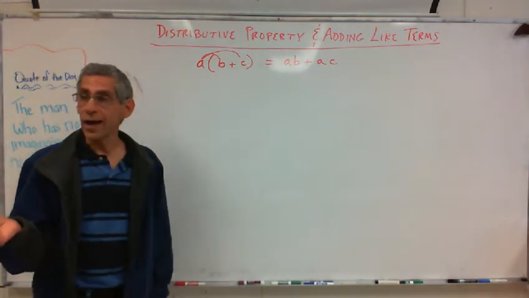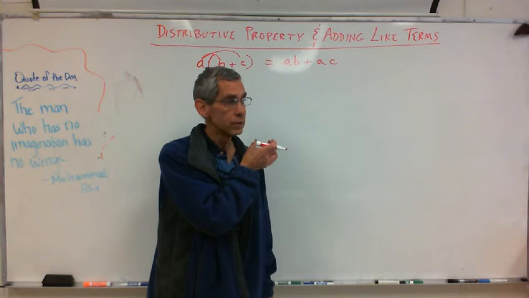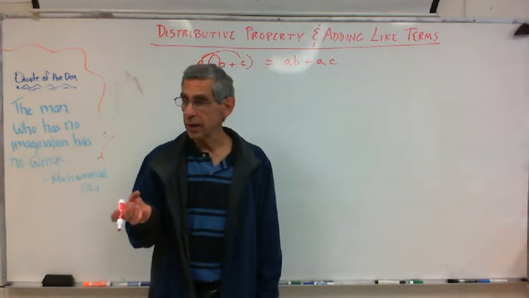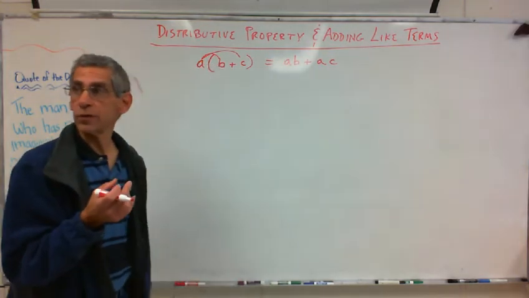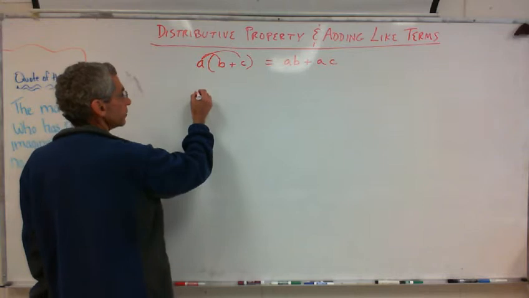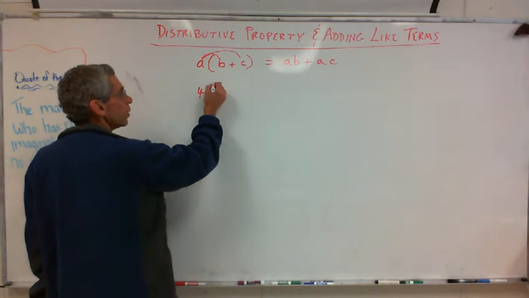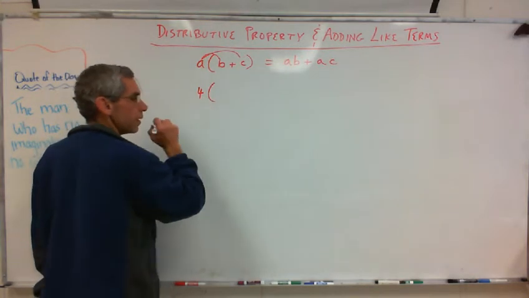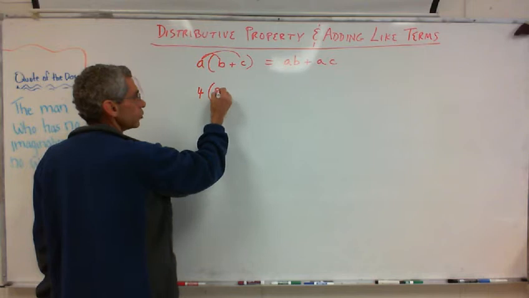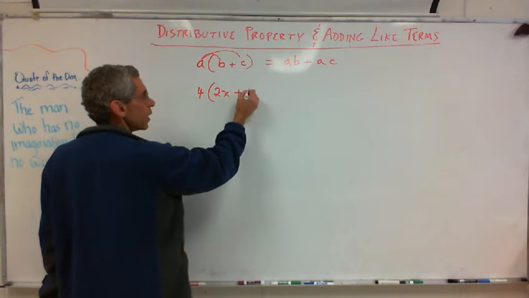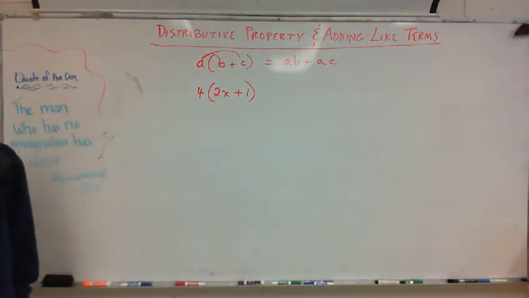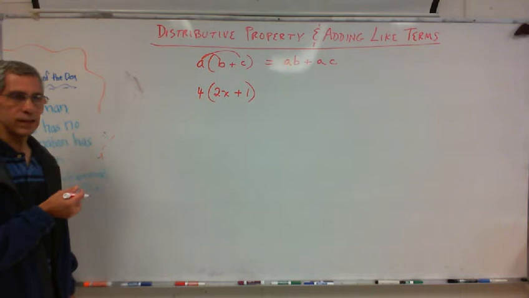Okay, so now that's with variables. Now let's use numbers, okay? And get used to using numbers for a second. If I had 4 parentheses, let's say I had 2x plus 1. Okay? That's the kind of thing you're likely to see in algebra.